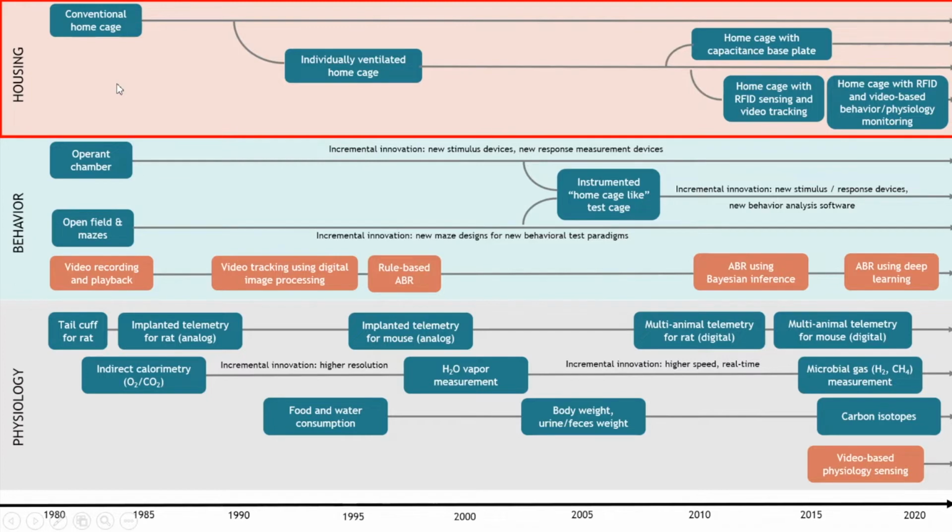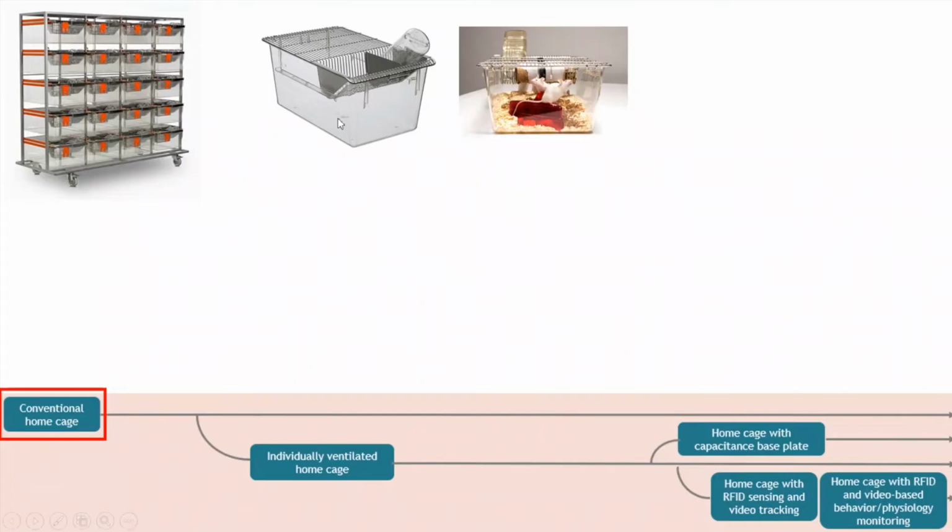measurement in the vivarium. Now, home cages traditionally or conventionally are cages in which animals are placed in an enriched environment, and these cages are then placed into racks. And the original home cage of the 80s did not measure anything. It was simply a housing environment in which animals are residing and spending their laboratory life.